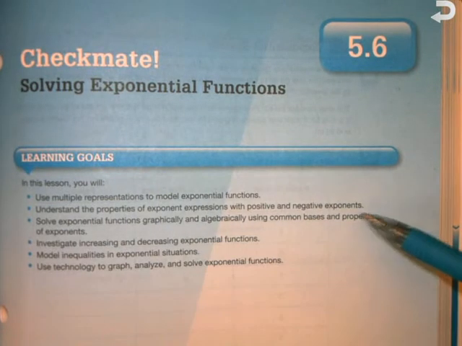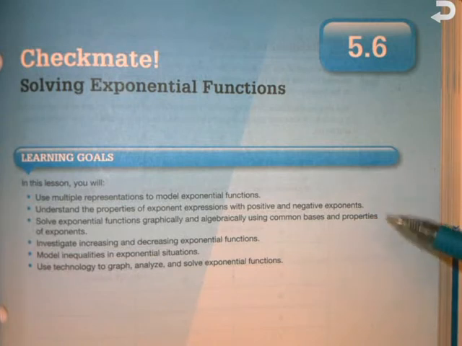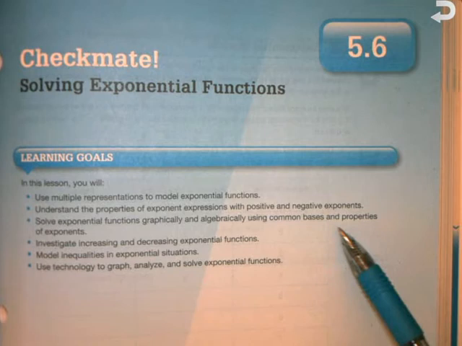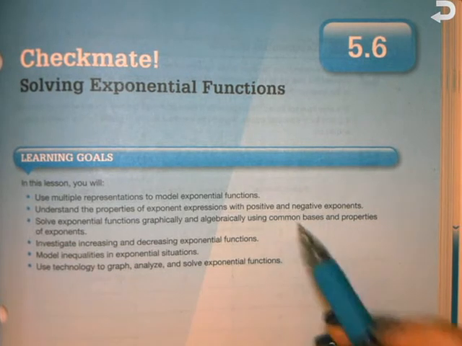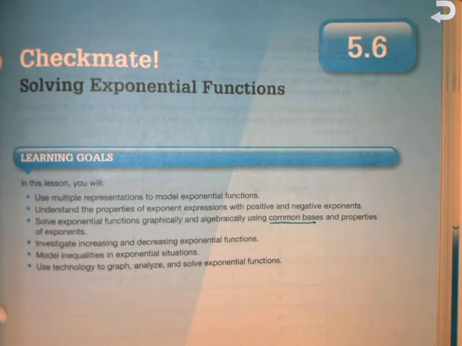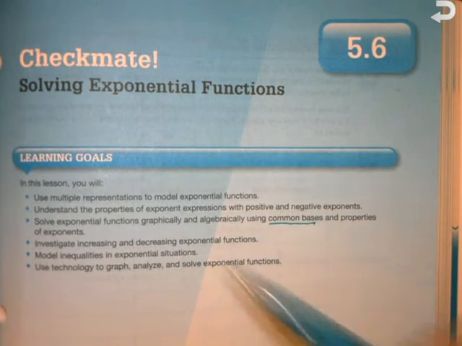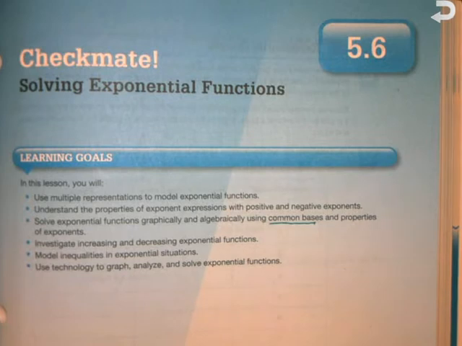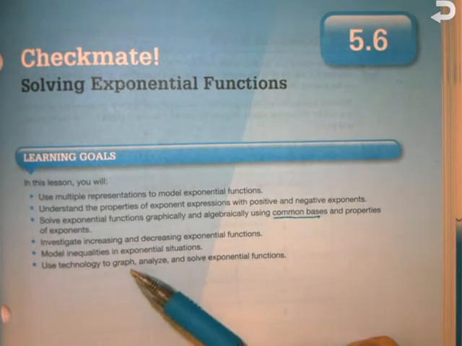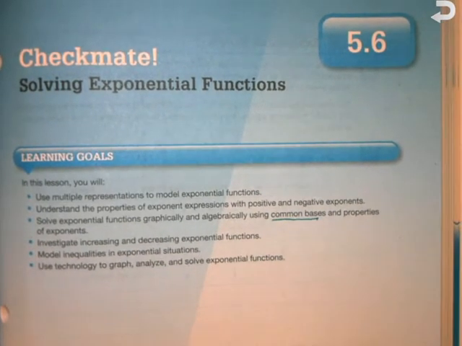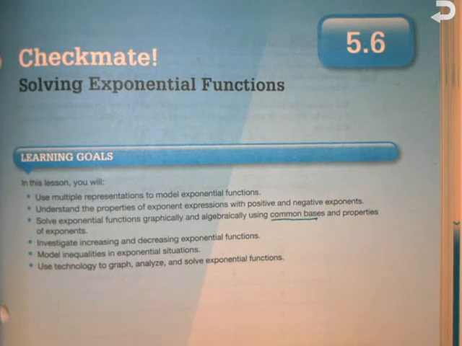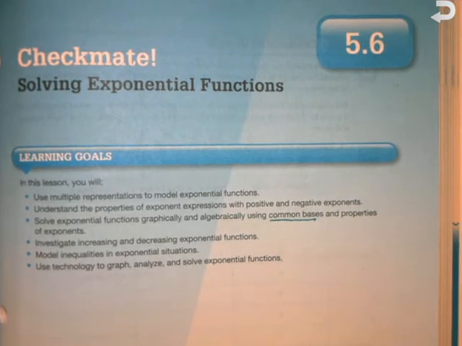You will understand the properties of exponent expressions with positive and negative exponents. We've been talking about that. You will solve exponential functions graphically and algebraically using common bases and properties of exponents. Those common bases, that's what we're really going to be looking at. Investigate increasing and decreasing exponential functions, and we are going to model inequalities in exponential situations, and we will graph, analyze, and solve exponential functions. So, for 5.6, solving exponential functions.